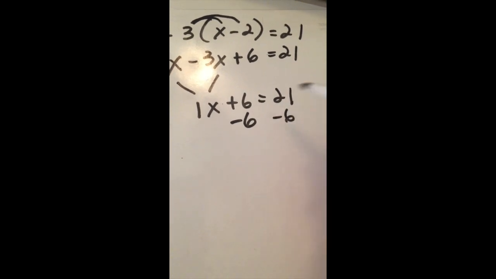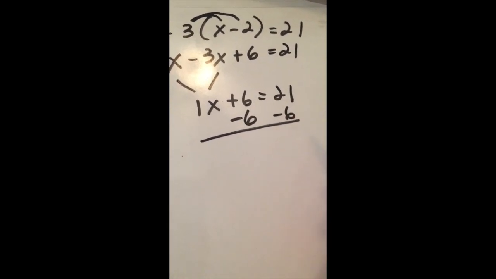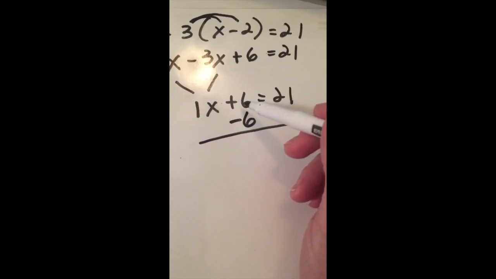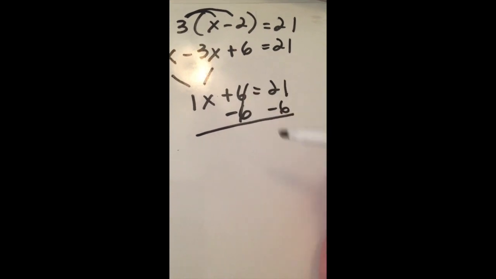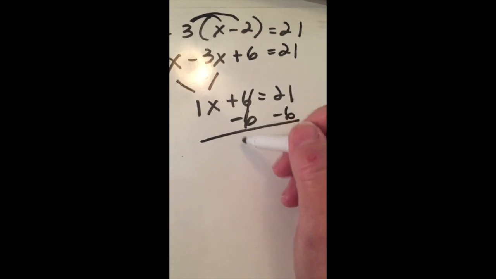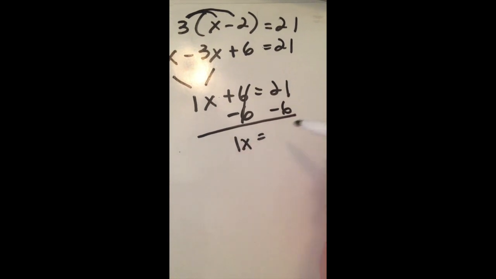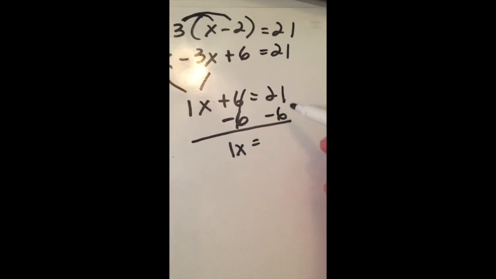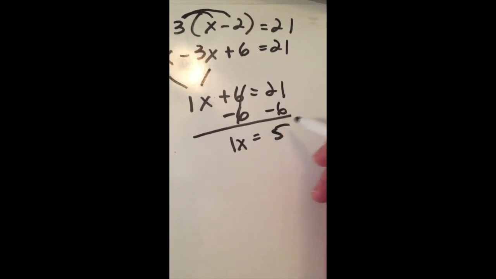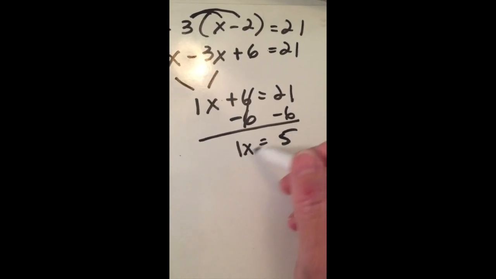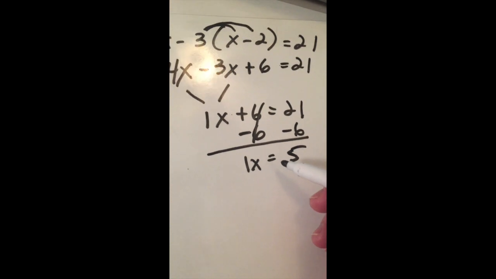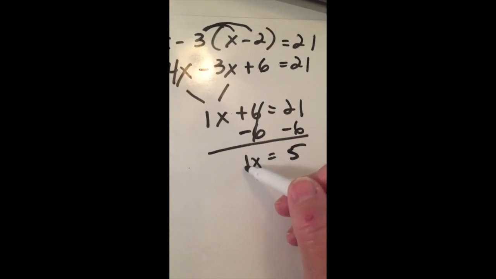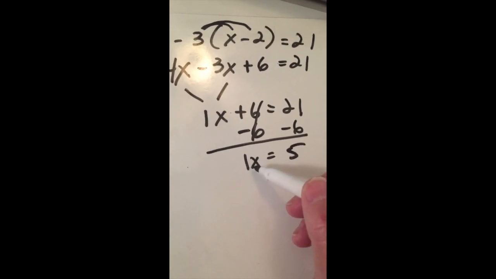We're going to subtract 6 from both sides. 6 minus 6 gives us 0, so it just goes away. You can cancel it out. We're going to bring down our 1x, bring down our equal sign. 21 minus 6 is 15. Now we don't need that 1 there. If you want to follow the same procedures, you have your coefficient and your variable.